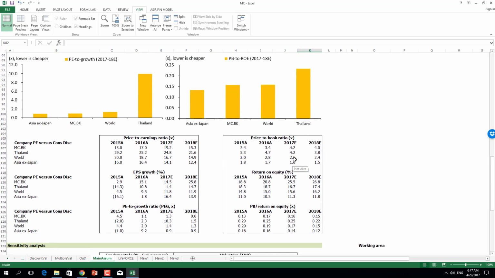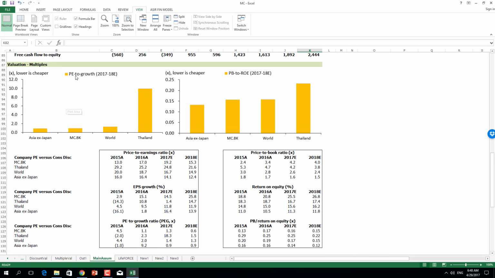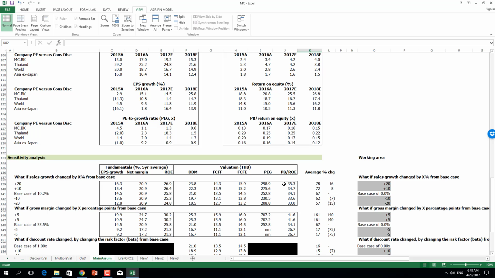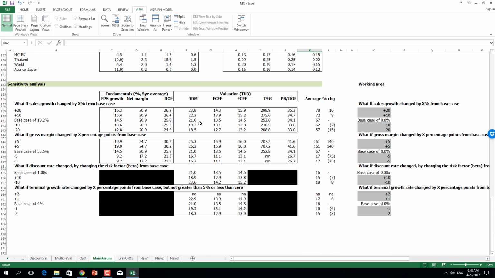Then if we look at our multiples, we can look at a PEG ratio, which is PE to growth, and price to book relative to ROE. And we can get a bigger picture by chart and here to understand. And then finally, we have a sensitivity analysis where we try to say, in this case, the company's sales growth is 10.2. That's what you're forecasting. And what would happen if sales went up to 20.2 or 30.2?